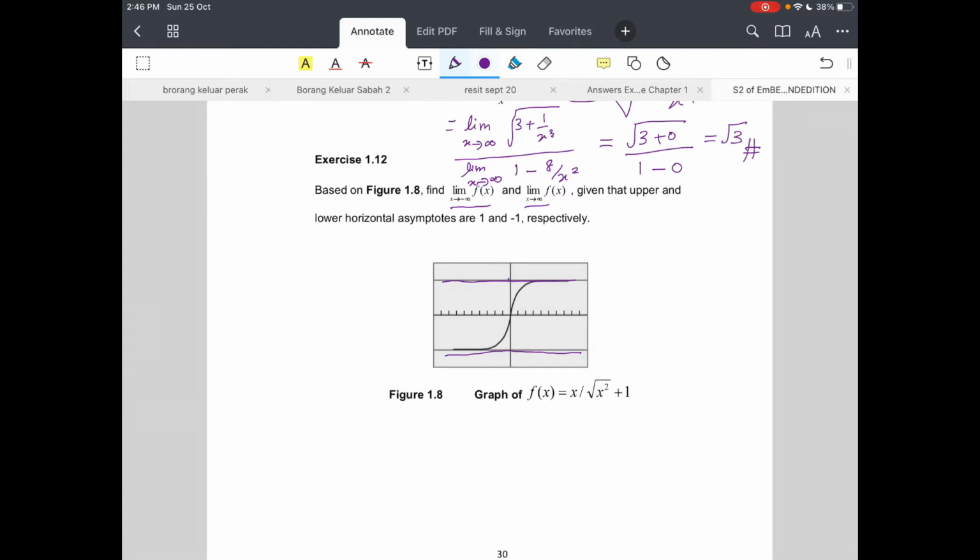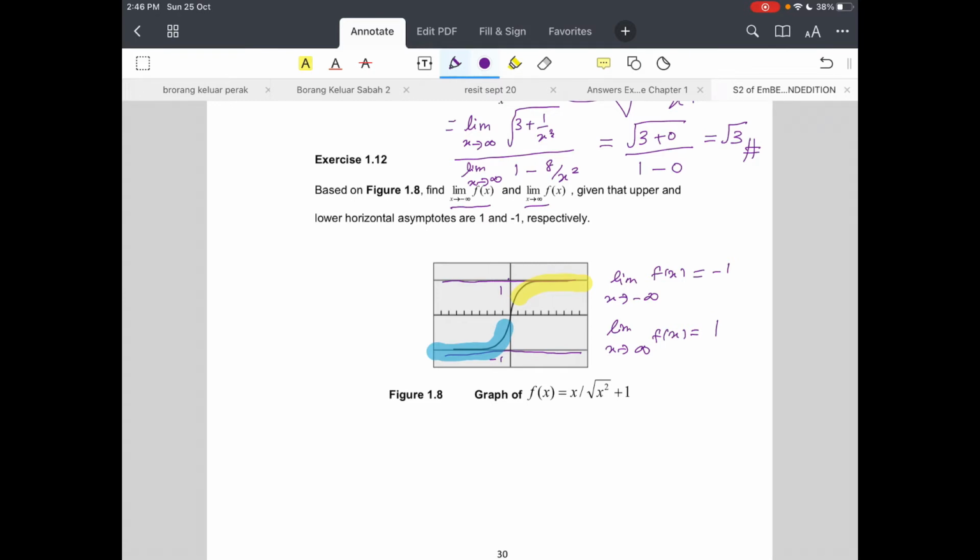Asymptotes are 1 and minus 1. So this is upper 1, this is minus 1. If you look closely, limit x approaching negative infinity is right here, so it is actually equal to, if I can write it down, limit x approaching negative infinity of f(x), you should get minus 1, and limit x approaching positive infinity, on this side you should get equals to 1.